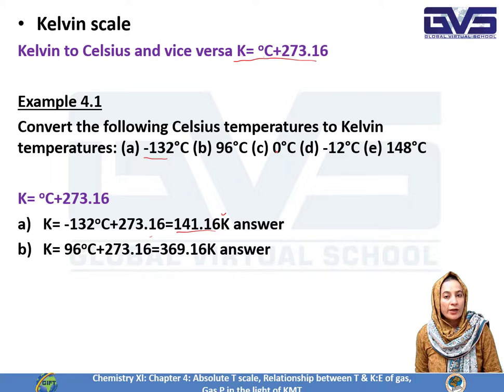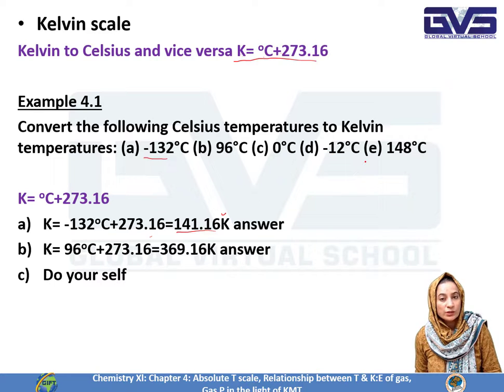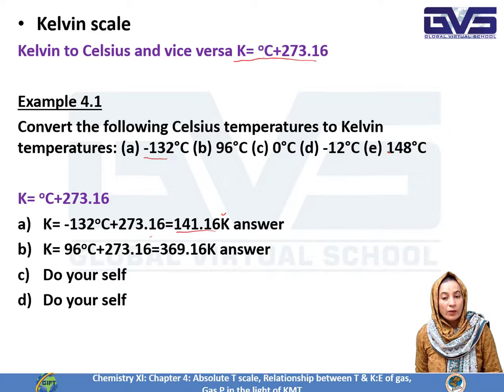To this 0, add 273. Then you can find the temperature in Kelvin, but you have to do it yourself. Next, minus 12 plus 273. Students, be careful about the symbol at the start of this value, whether it is minus or positive. So minus 12 plus 273, what will be the answer? You have to find out. Next is 148 plus 273, then you can find the answer.